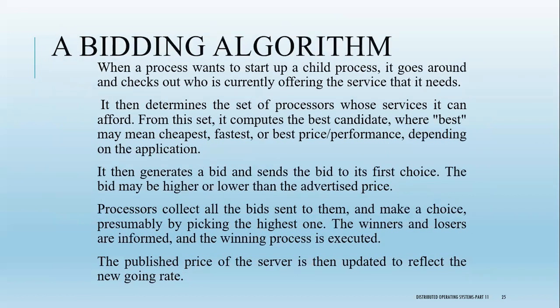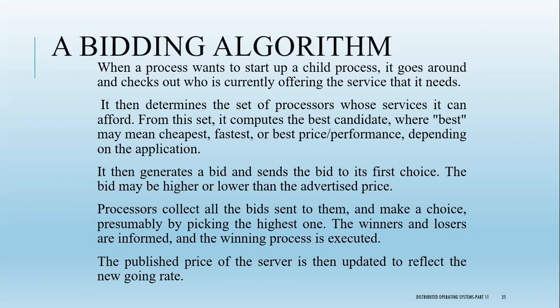The bidding algorithm continued. When a process wants to start up a child process, it goes around and checks out who is currently offering the services that it needs. It then determines the set of processors whose services it can afford. From this set, it computes the best candidate, where best may mean cheapest, fastest, or best price-performance, depending on the application. It then generates a bid and sends the bid to its first choice.